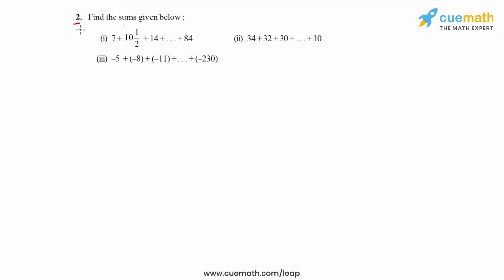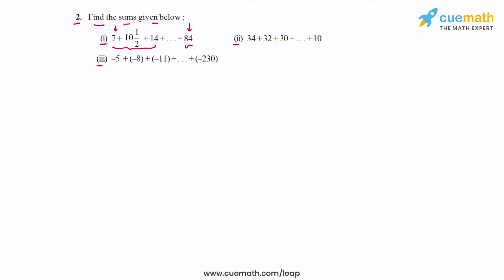In question 2 of this exercise, we have to find the three sums given below. So we have these three arithmetic progressions, and in each case we are given the first three terms and the last term of the arithmetic progression, and we have to find the sum of terms. We don't have the number of terms, but what we do have is the first term and the last term, and of course we can find the common difference in each case.